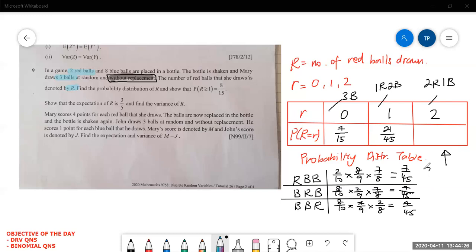It'll be super tedious to go through these steps again. So instead of doing that, remember what we should do, Jamie? How should we find the probability for R equals 2? That's a shortcut. 1 minus the rest. Correct. 1 minus the rest.